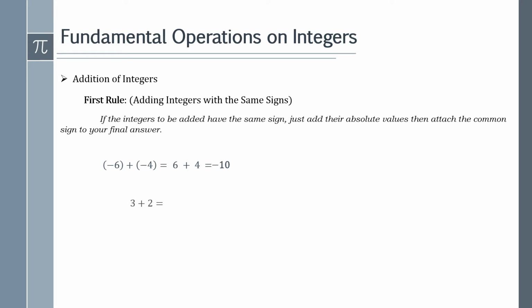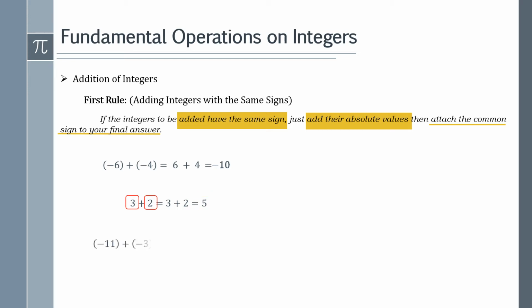Okay? So, next problem. Sabi dito, 3 plus 2. Again, have the same sign. You check if they have the same sign. Okay, you have the same sign. So, anong gagawin pag the same yung sign? Just add their absolute value. So, the absolute value of positive 3 is 3. The absolute value of positive 2 is 2. Then you add, that is equal to, okay, at meron pa pala, attach the common sign to your final answer. So, that is 3 plus 2 is equal to 5. And their common sign is positive.